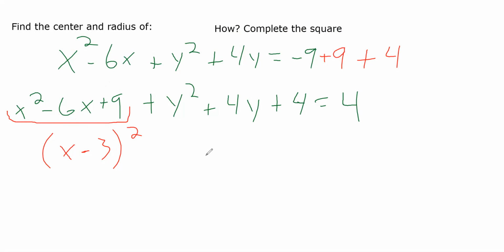And now this next guy is also a perfect square trinomial. It's going to be y plus 2 squared, half of the term in front of the y. And then the 4 is just a 4 on the right-hand side.